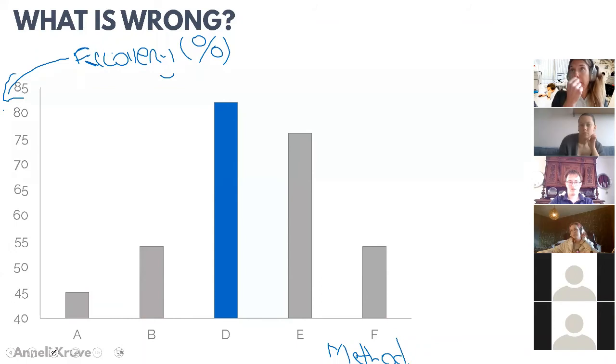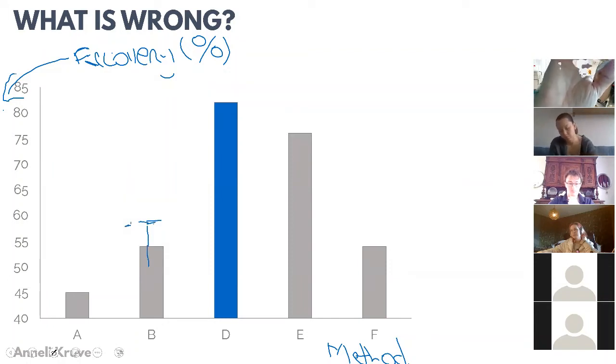Okay. Standard yes, very good. The standard deviation. Aha, so there is no information about the repeatability or standard deviation. So I would need to add some error bars here.